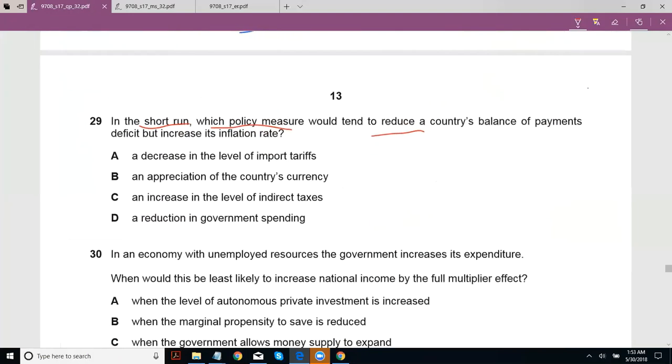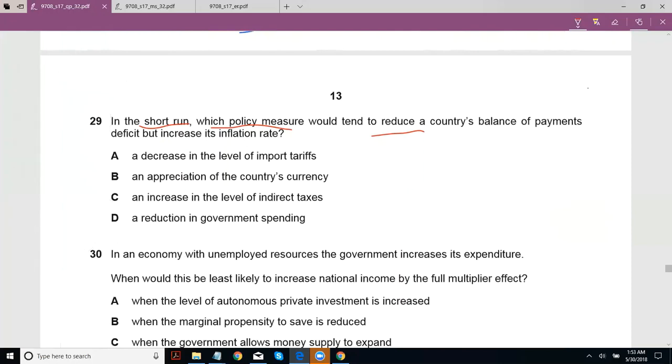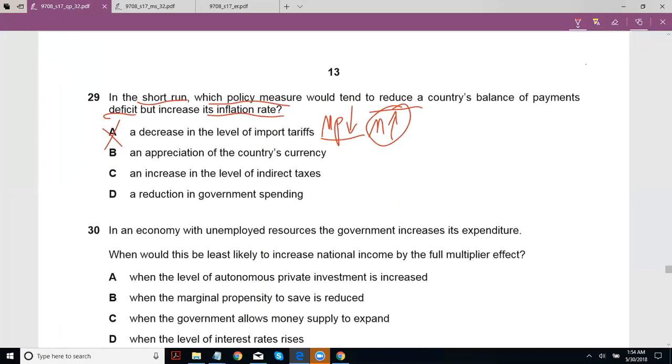Anyhow, let's try to focus on the question we're actually doing at the moment. 29. In the short run, which policy measure would tend to reduce a country's balance of payment deficit but increase its inflation rate? So it has to be inflationary, and it will reduce the deficit. Okay. A decrease in the level of import tariffs. If import tariffs go down, import prices go down, because a tariff is like an indirect tax on imports, and so people will buy more imports. This would not reduce the deficit. This would just increase the deficit. So that doesn't work.